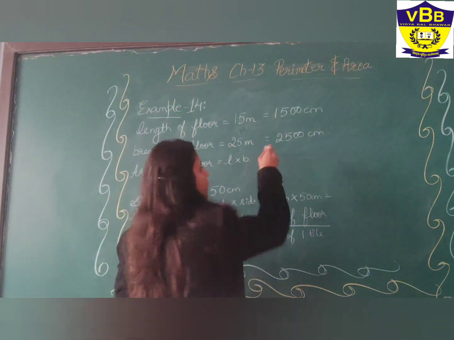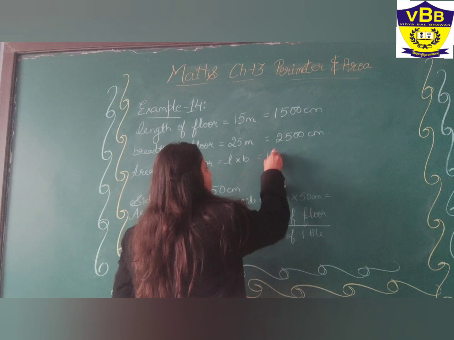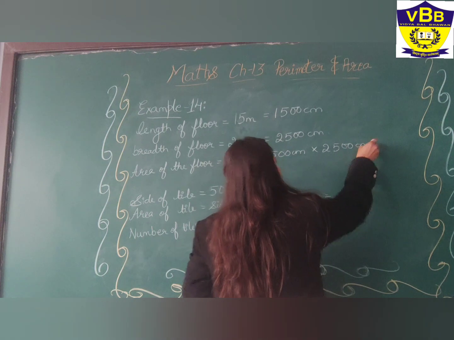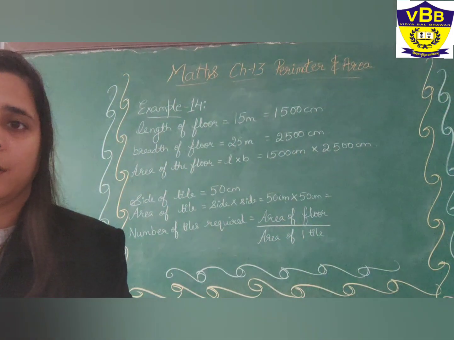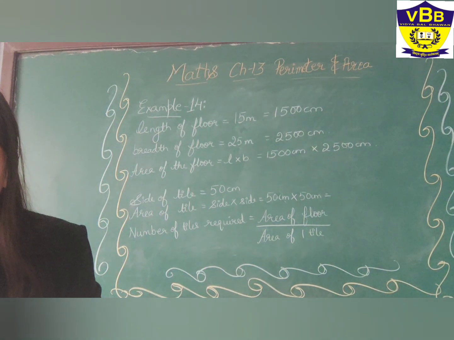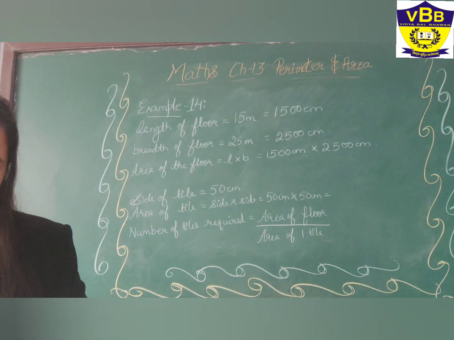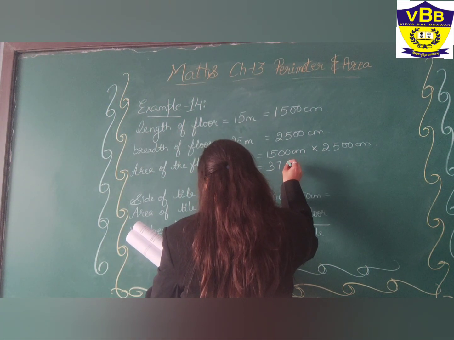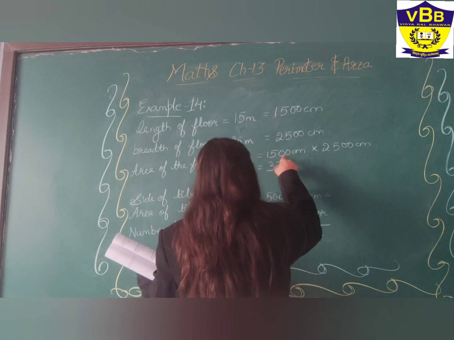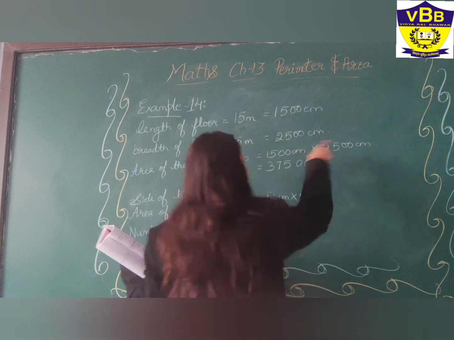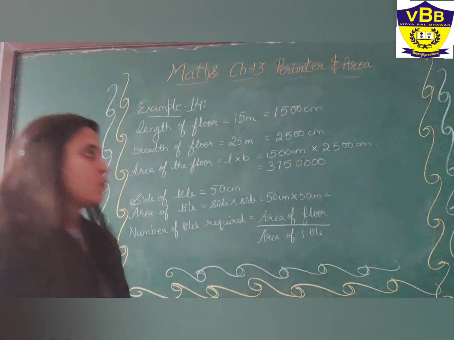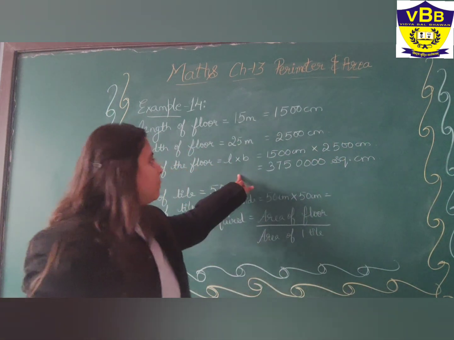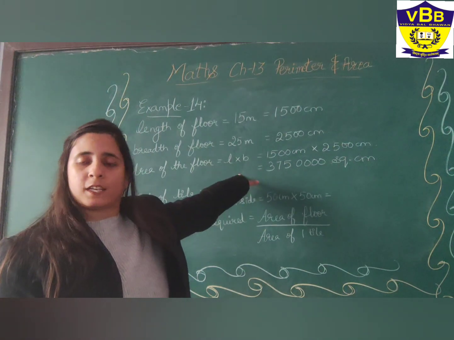Area is length into breadth of rectangle. That means 1500 centimeter into 2500 centimeter. You will multiply it and your answer will come 37500, and number of zeros are 4, so 0, 0, 0, 0. Centimeter into centimeter will become square centimeter. Alright, this will be the area of the floor on which the tiling is to be done.